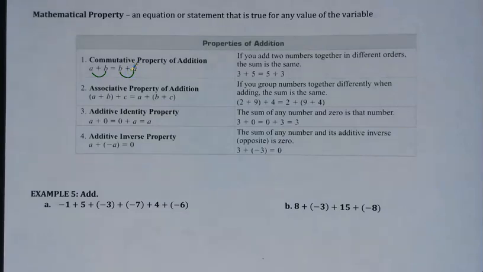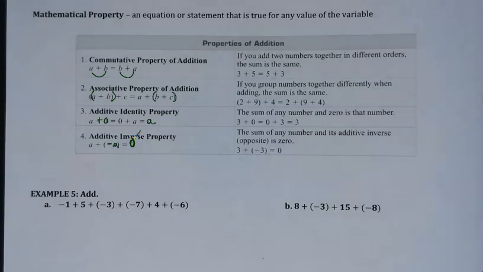The associative property of addition is when what's in our parentheses changes. We did have A plus B in the parentheses. Now we have B plus C in the parentheses. The additive identity property is when we add 0 to any number, it just stays that number. And the additive inverse property is when we add the opposite number. So we have A plus a negative A, and it will equal 0.